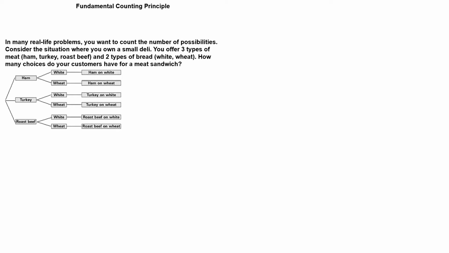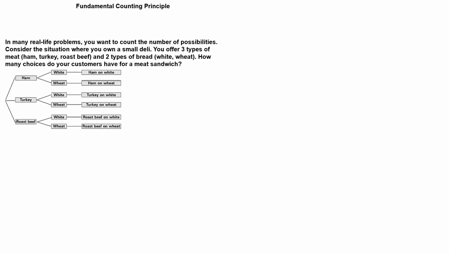For situations in which the number of choices leads to a small number of total possibilities, you can use a tree diagram. But drawing a tree diagram would not be practical if you have 7 types of meat and 6 types of bread. We, therefore, need a better method for calculating the number of possibilities. A procedure known as the fundamental counting principle or the product principle is very useful in this endeavor.